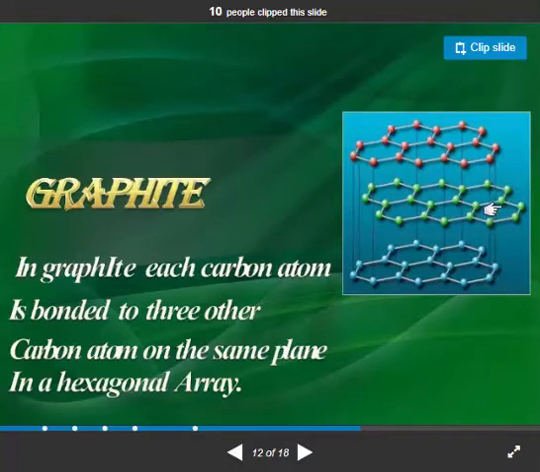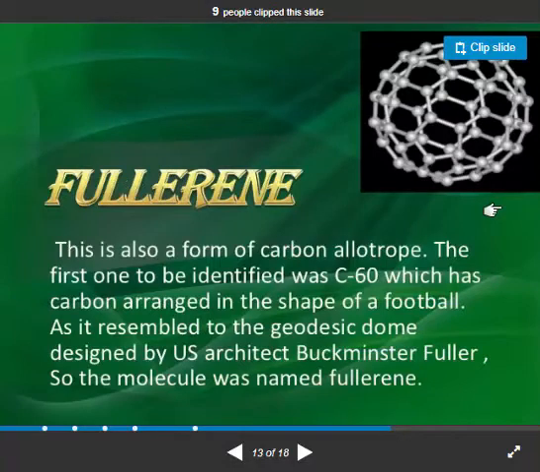Another type of allotrope of carbon is the fullerene.